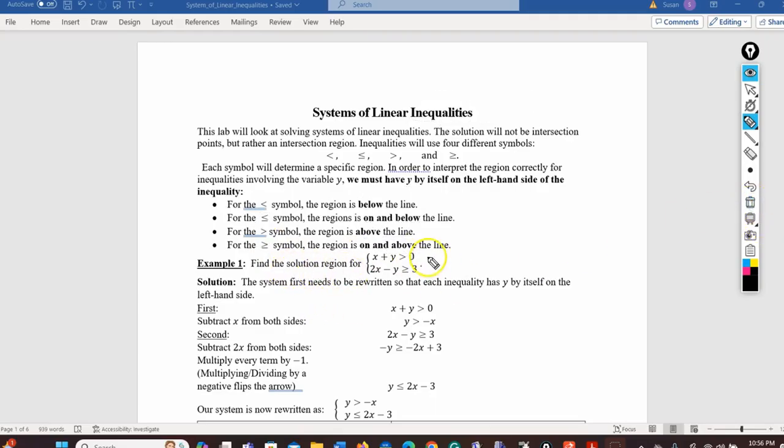Let's see if we can find the solution region for this. Okay. Well, the first thing you're going to have to do is rewrite both those inequalities to where y is by itself on the left-hand side. And when you have an inequality, sometimes the arrow will flip. Your arrow will flip if you multiply or divide both sides by a negative.